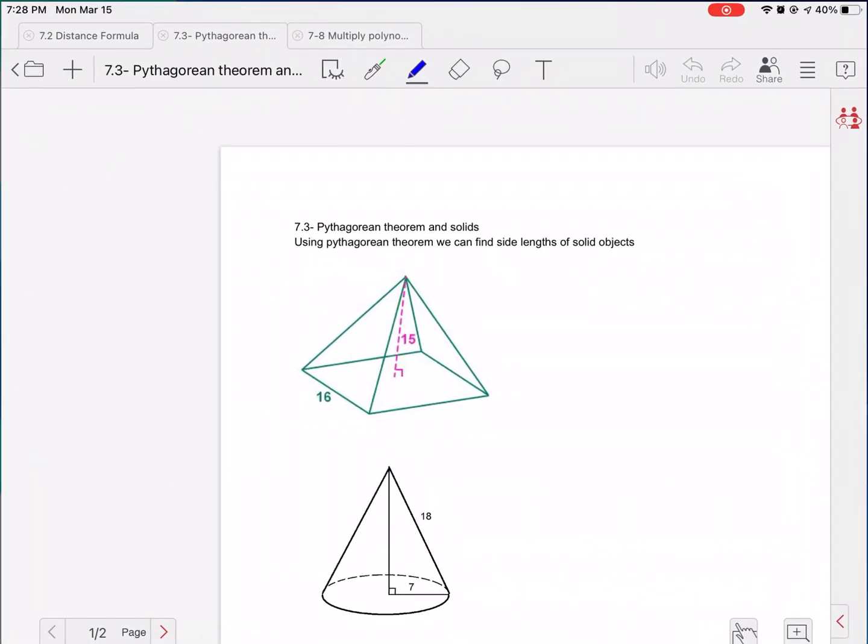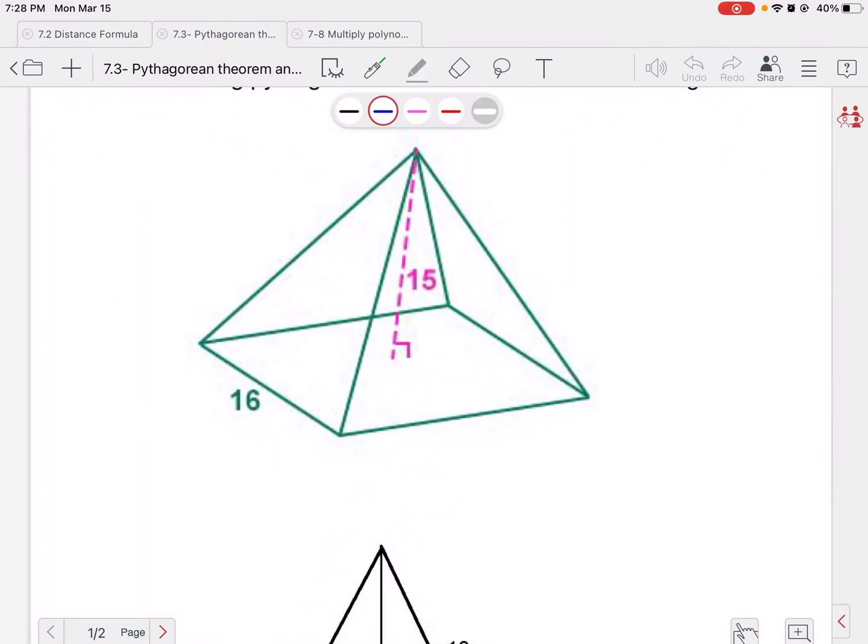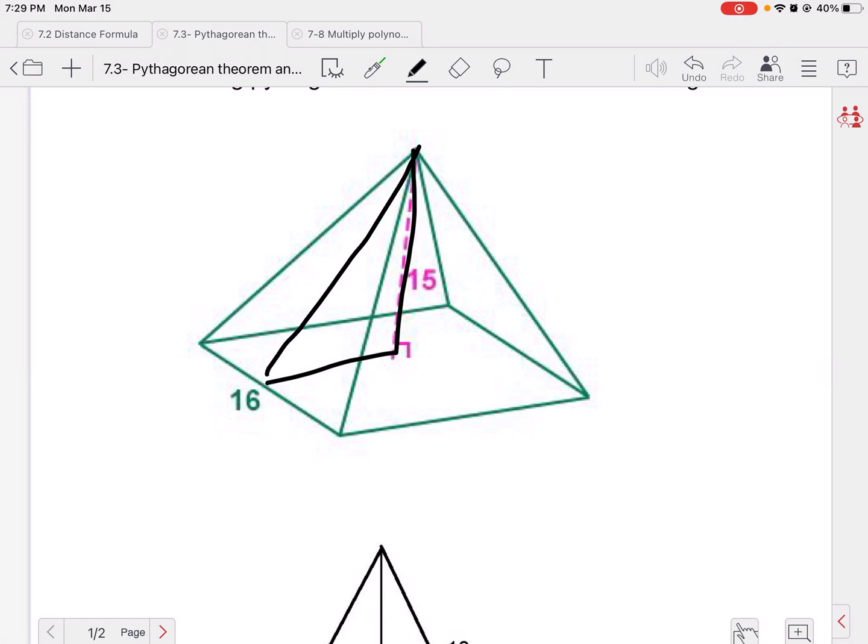Hey guys, welcome back. We're going to continue talking about the Pythagorean theorem with real 3D solids and real world problems. Okay, so we can find right triangles in 3D solids. I can see that we have a right triangle right here. This is a square-based pyramid.